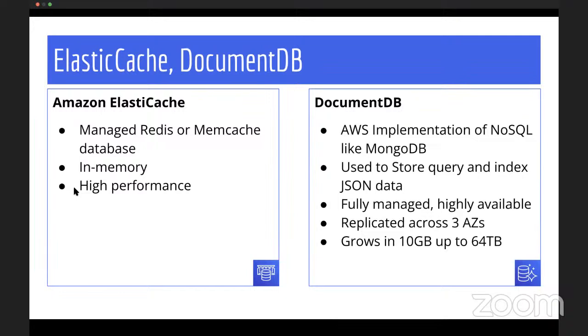Of course, it can be used to store data like your JSON type data. It can be used to query and index data as much as you would. It's fully managed, highly available, and replicated across 3 AZs. It grows in 10 gigabyte bits and can grow up to 64 terabytes. I've worked with large data, but I've not gotten up to 64 terabytes, which means it is very, very large, right?